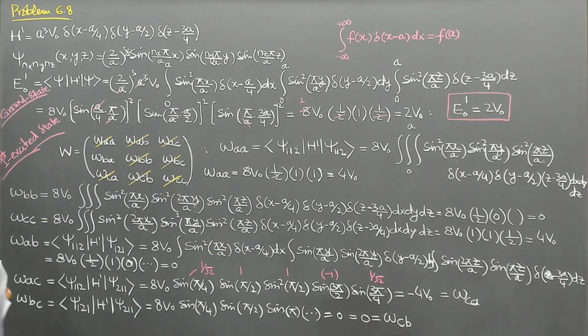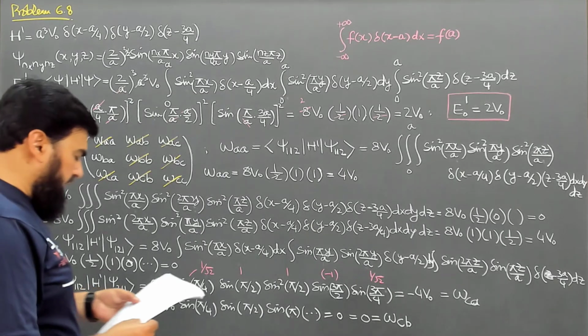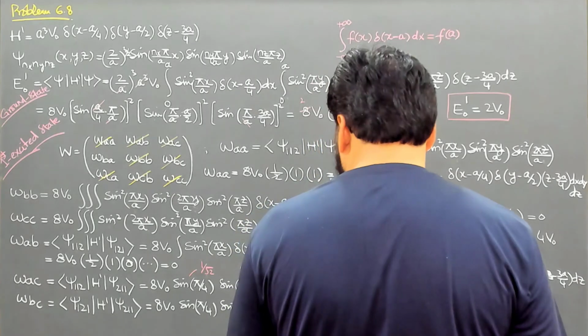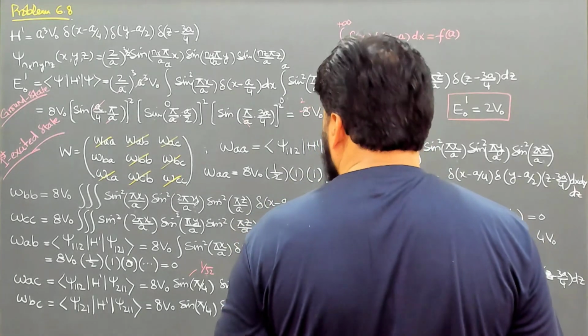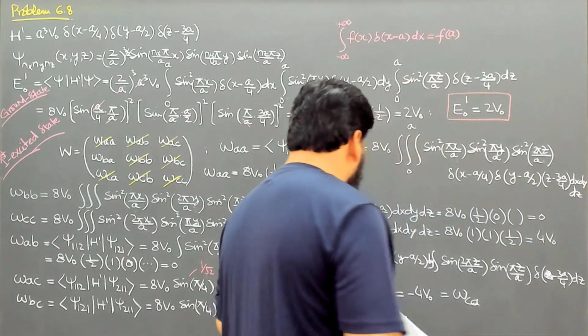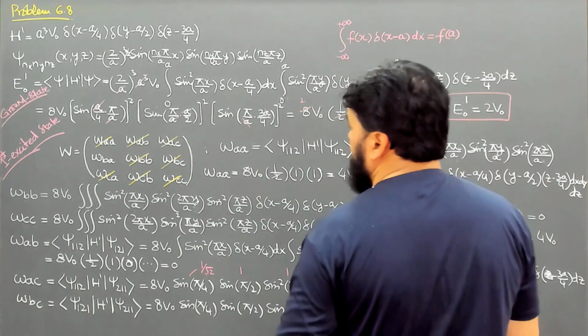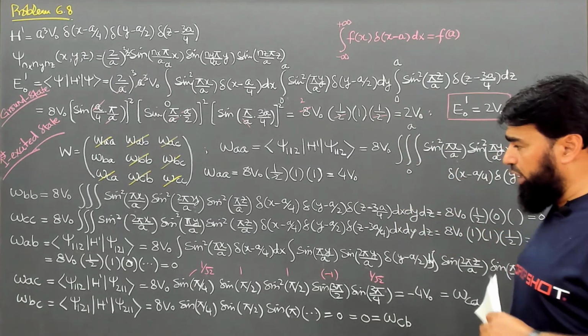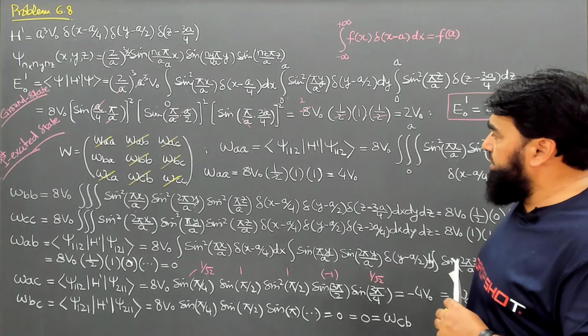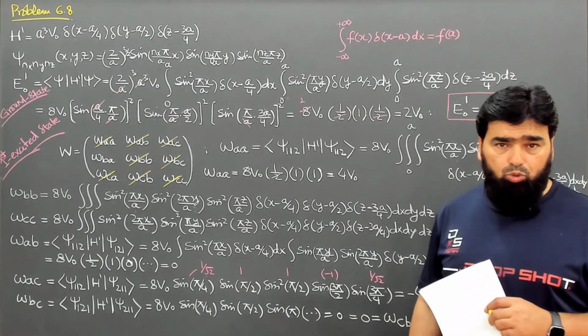So all the elements we have found, and now we are going to find out the first order correction to the energies by calculating the eigenvalues from the determinants. So after erasing this one, I will write the W values, meaning the matrix elements, again, and then we will calculate those values.